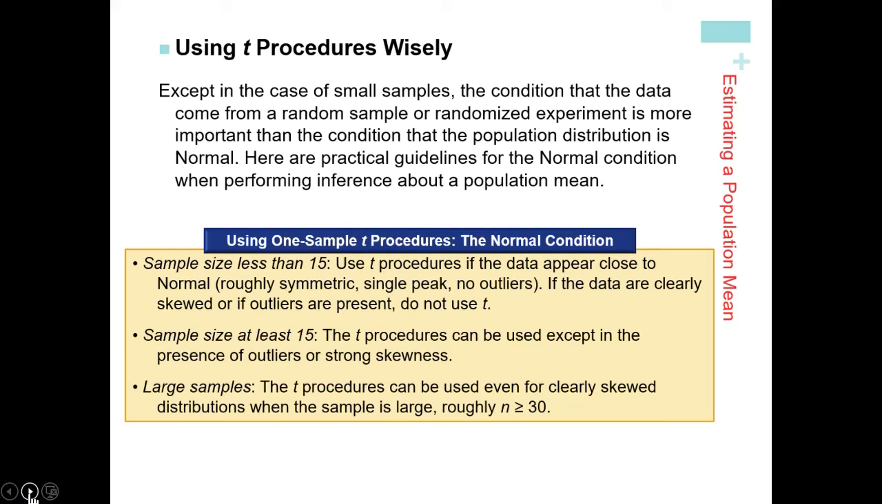So between 1 and 15, we're going to say we want a symmetric distribution, not a clear skewness. We don't want outliers. Between 15 and 30, we can be a little more lenient and say we can take some skewness as long as it's not really strong skewness, and there aren't like some huge outliers. And then once my sample gets to 30, it does not matter what the distribution is. We can use a normal approximation and we can use t-scores.